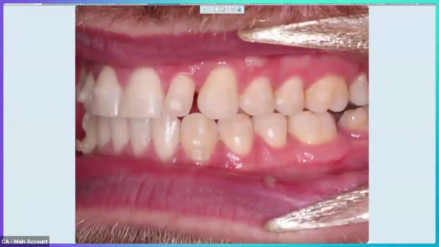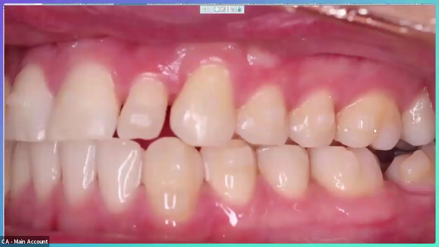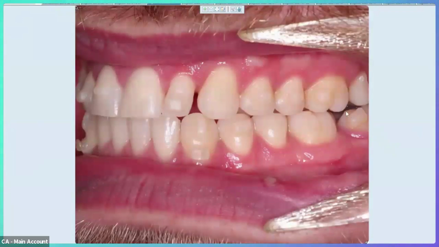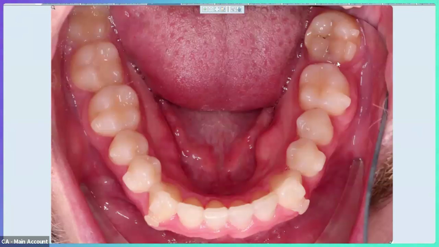Here's the molar, or the first molar. So it's better. It's improved a little bit in terms of its height from there to here, but it's still dumped. It hasn't really improved a tremendous amount. This is still not a good contact.